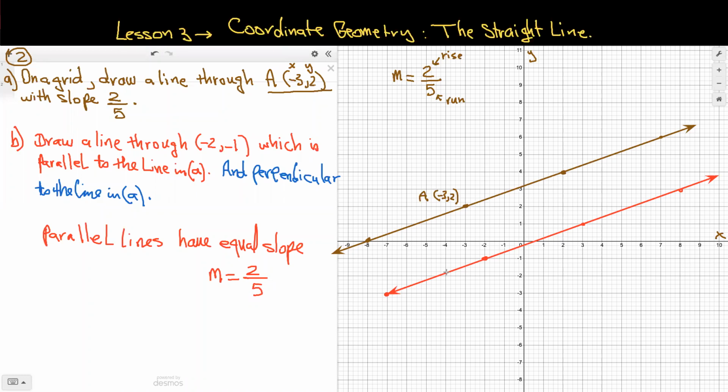Parallel lines, they never meet because they have the same slope. So the rise over run is the same, so they will never meet unless they're right on top of one another. Okay. Now let's go to the second part of question B. In the second part of question B, they want you to draw a line that's perpendicular to this line and is still going through the point -2 and -1.